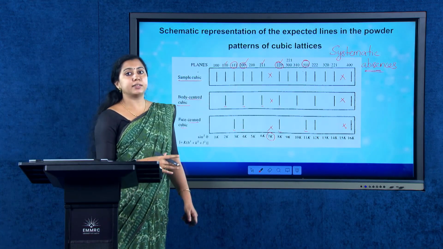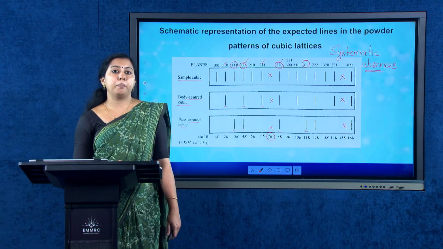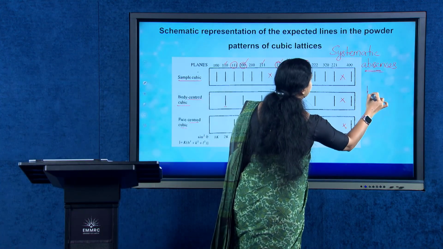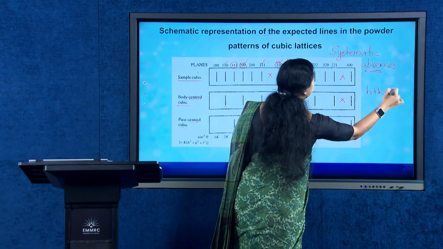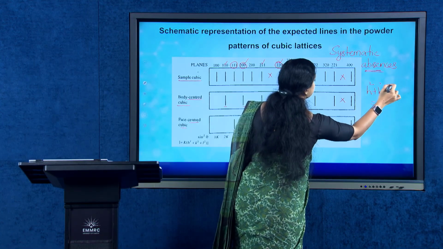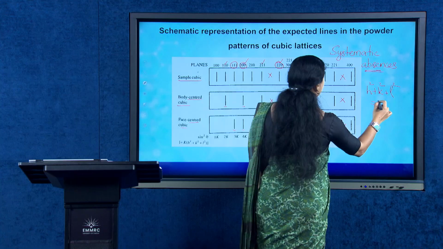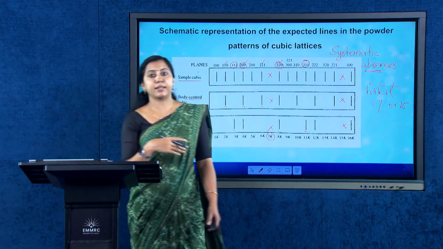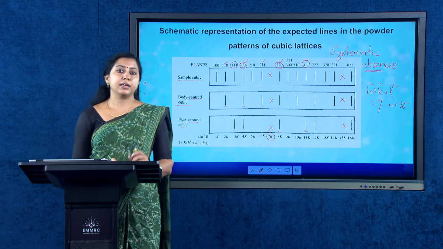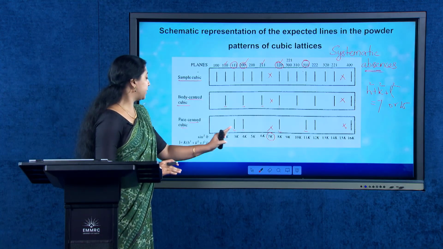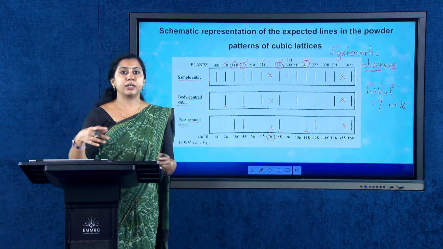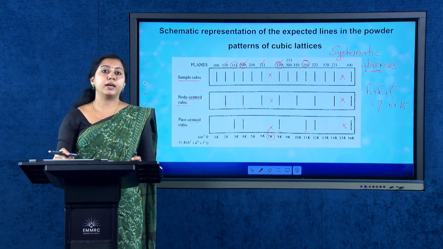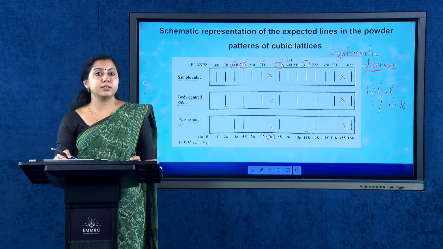So, these are not systematic absences, but we can say that there is no such plane corresponding to h square plus k square plus l square equal to 7 or 15. Okay. So, that cannot be considered as systematic absences. It is just that the sum of h square plus k square plus l square is never equal to 7 or 15. Okay. So, this is how we analyze the powder patterns.